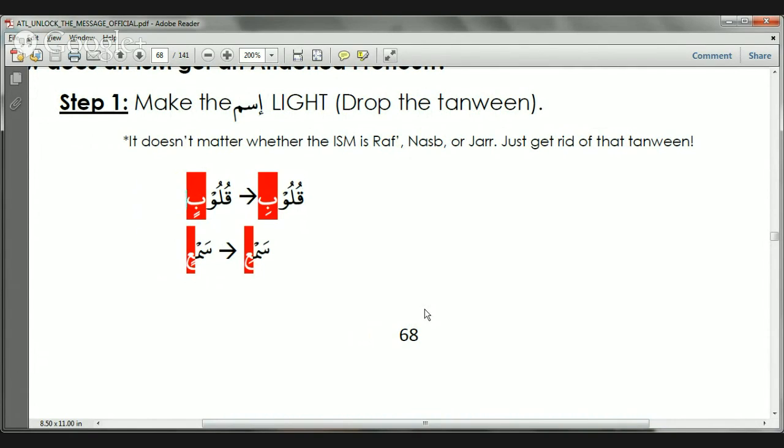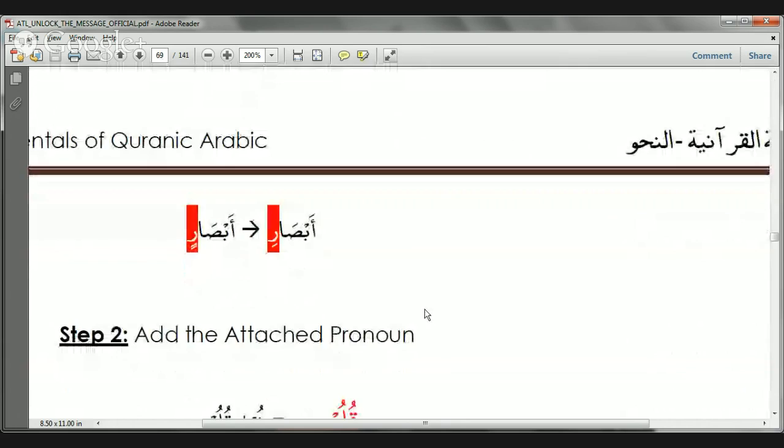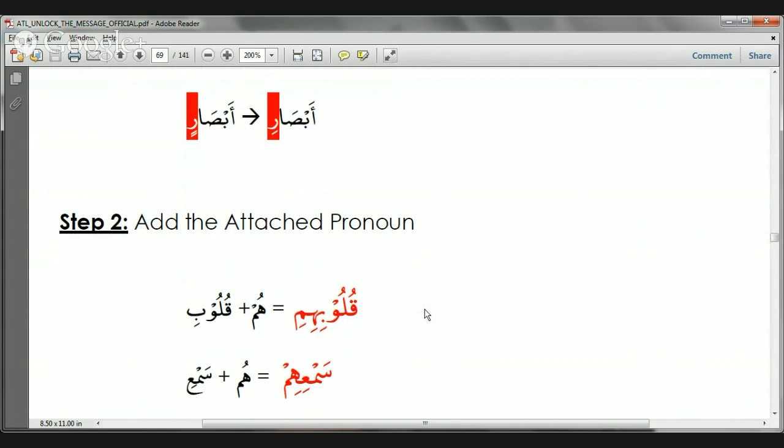So from qulubin, I want to get rid of the tanween, what does it become? Qulubi. Sam'i, and if I want to get rid of the tanween, what does it become? Sam'i, good. Step two, or here, absadin becomes absari. Step two, add the attached pronoun. Qulubi and hum becomes qulubihim. And we're going to talk about that in 1 second.